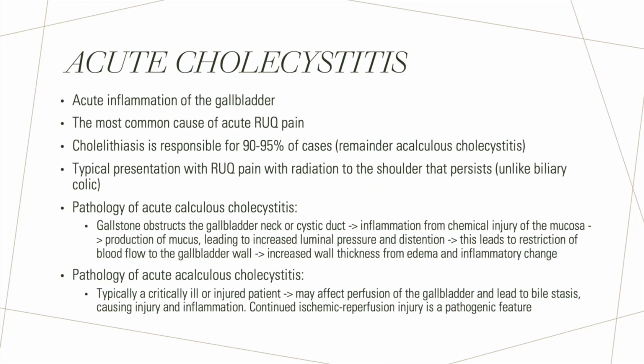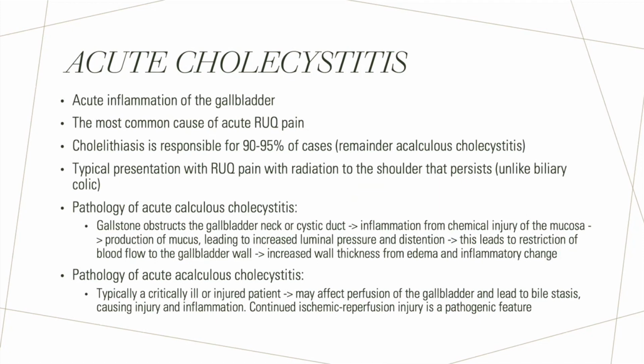Typical presentation of right upper quadrant pain with radiation to the shoulder that persists. Biliary colic kind of comes and goes, whereas with acute cholecystitis you may see that the patient's having these symptoms for 6 to 8 hours.